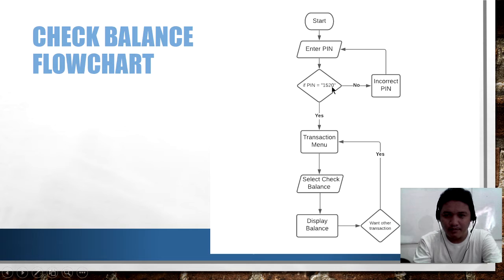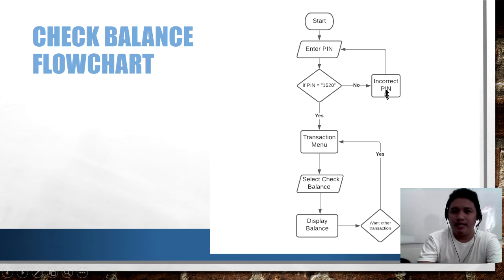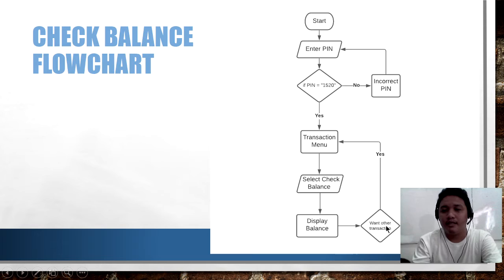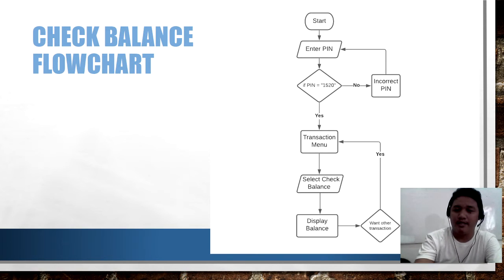If my PIN is 1520 and I input an incorrect PIN, I will be directed back to enter the PIN. If it is correct, I'll be directed to the transaction menu, and I select check balance. Then the balance will be displayed. Then I'll be asked if there is another transaction that I would like to make. I'll be directed back to the transaction menu, and if I have no other transaction, then I will proceed with the end transaction.